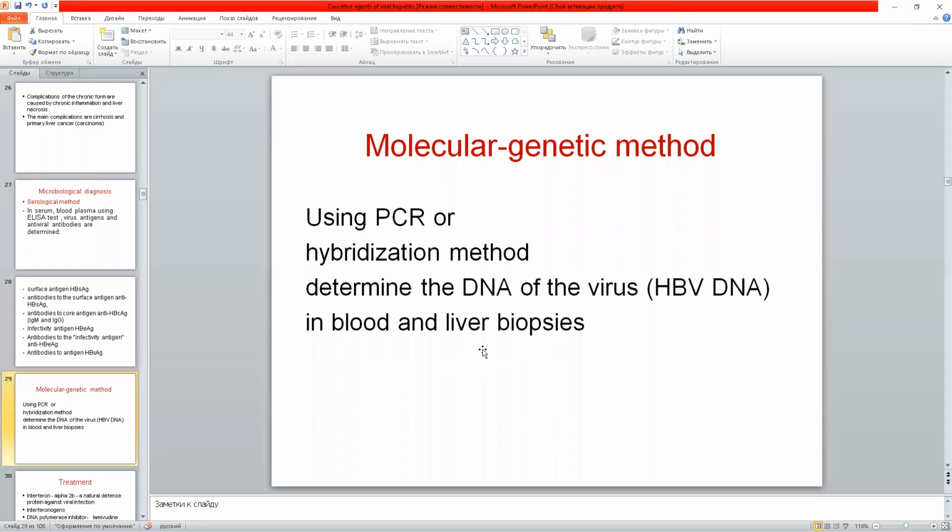And the molecular genetic method, using PCR, polymerase chain reaction, or maybe the hybridization method, determines the DNA of the virus in blood and liver biopsies. As usual, a specific part of DNA is detected.